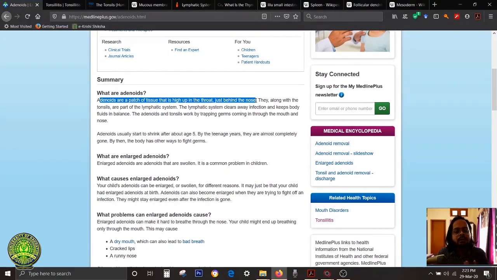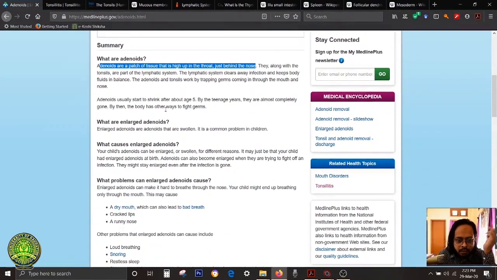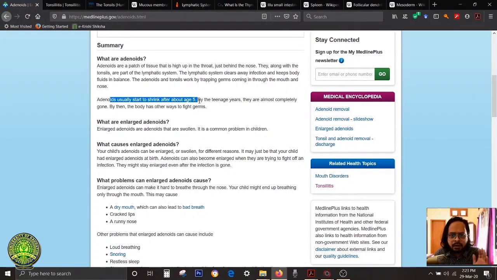And after the adenoids, I have the tonsils. So why has nature set them up? They have been set up to capture or to identify any foreign particle which has entered. You see, very interestingly, adenoids usually start to shrink after the age of about 5. So after age 5, as I approach my teenage years, the adenoids will start shrinking, and I believe that at this particular point I may not have adenoids.